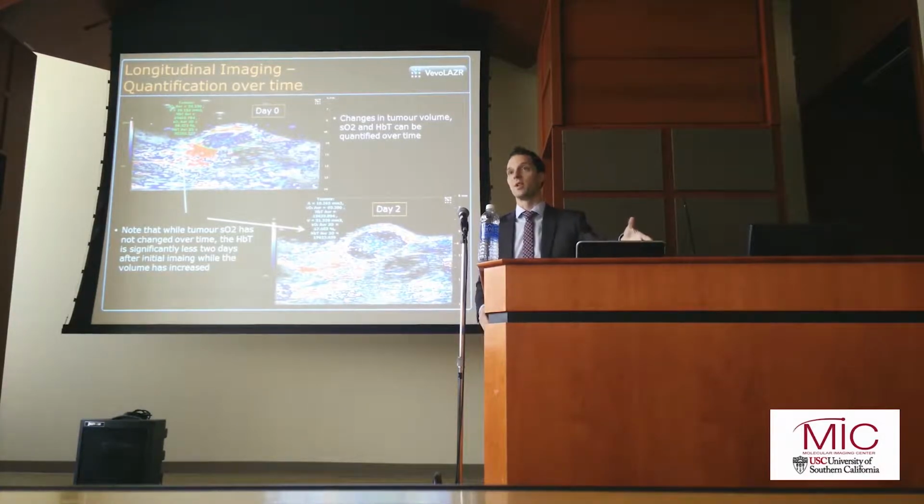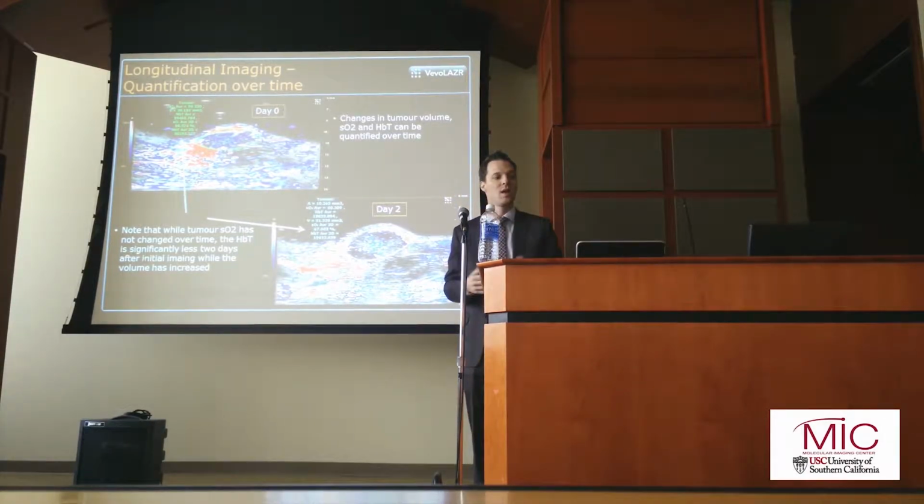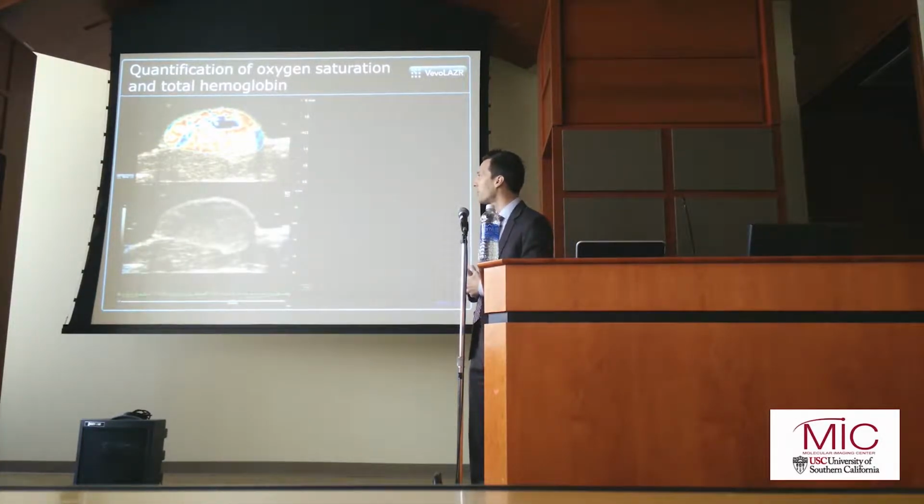We can look at the animal at day 0 and then later at day 2 and do these same assessments in 2D and 3D of oxygen saturation, total hemoglobin. What are the changes? And I'll give an example of this a little later as well. I like this example as well. So this is a sub-Q tumor, maybe a little less interesting than an orthotopic, but a sub-Q tumor.